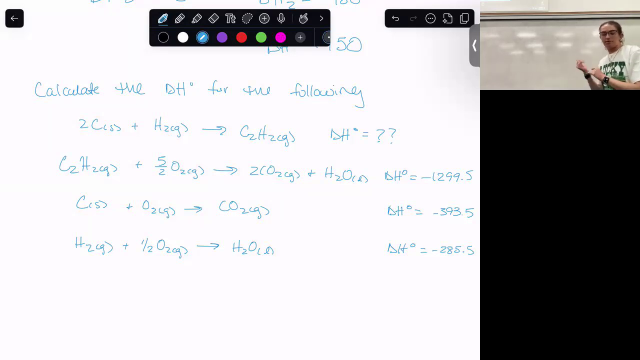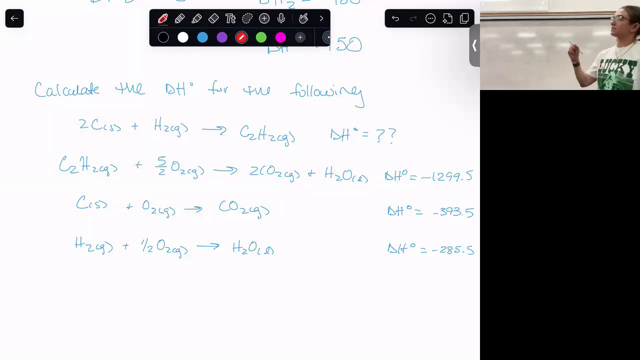Okay, so we have calculated the delta H for the following. We have 2C plus H2 gas goes to C2H2 gas. Okay, so what do we need to do? What jumps out first? Does everything look like it's supposed to? Which equation would be the first one? Oh, the third, or the second.